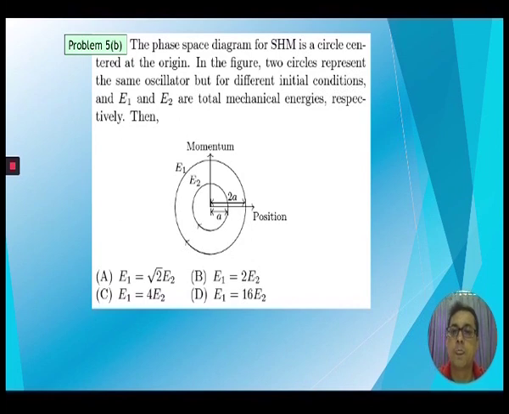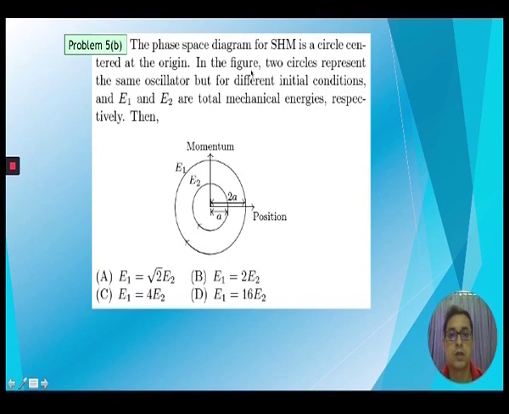Now the second problem, problem five. This part of the problem says the phase space diagram of simple harmonic motion is a circle centered at the origin. Please note it down. In the figure, two circles represent the same oscillator but different initial conditions, and E1 and E2 are the total mechanical energies respectively.